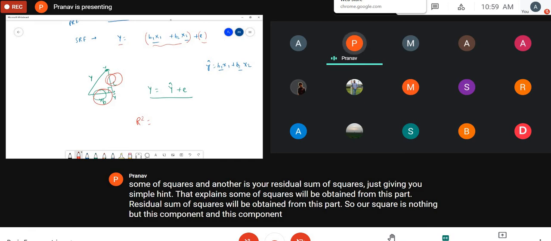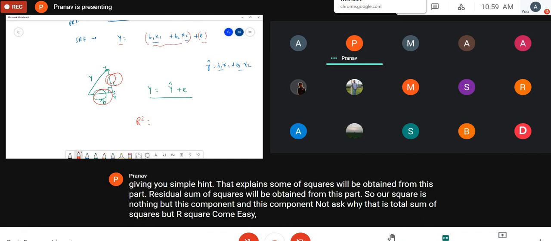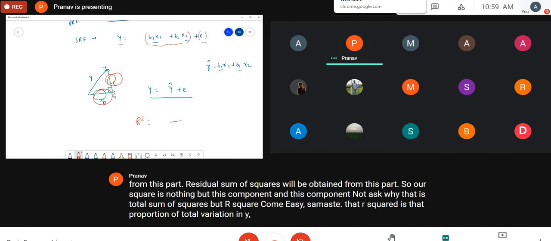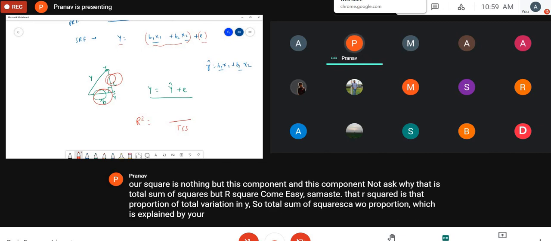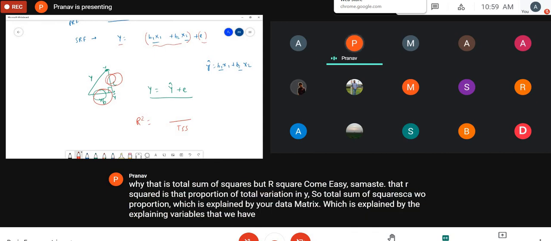Not R square, that is the total sum of squares, but we understand R square this way: R square is that proportion of total variation in y, so that proportion of the total sum of squares, which is explained by your data matrix, by the explanatory variables that you have included in the model. It means R square must be defined like this.